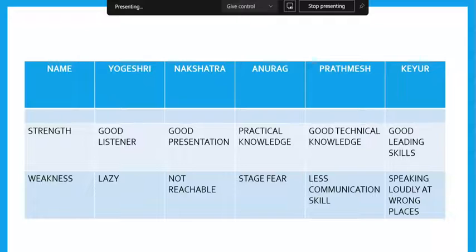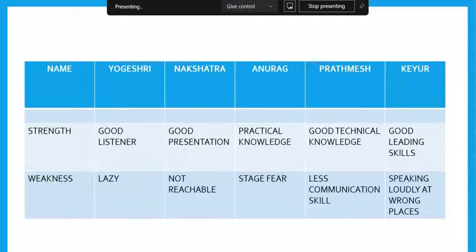There is a quote from Albert Einstein which says that everyone is a genius, but if you judge a fish by its ability to climb a tree, it will spend its whole life believing that it's stupid. From that we learn that each individual has their own strengths and weaknesses. So it was very important to classify the work and distribute it according to the strengths and weaknesses of each member. On the screen, we have some strengths and weaknesses of each of our group members.